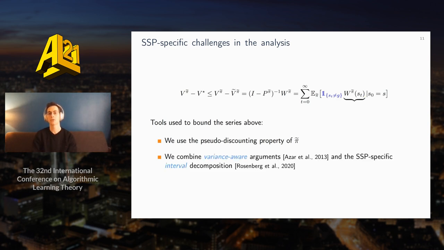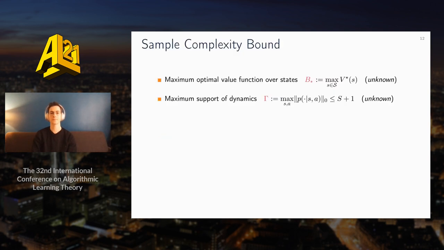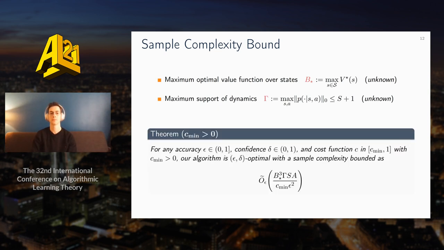And we will bound the terms depending on capital W by combining variance-aware arguments first introduced by Azar et al. in discounted MDPs, as well as the SSP-specific interval decomposition introduced by Rosenberg et al. in the setting of regret minimization for SSP. And ultimately, we can obtain our sample complexity bound. It will depend on B star, which is the maximum optimal value function over states, and also on capital gamma, which is the maximum support of the dynamics, which is at most equal to S plus 1.